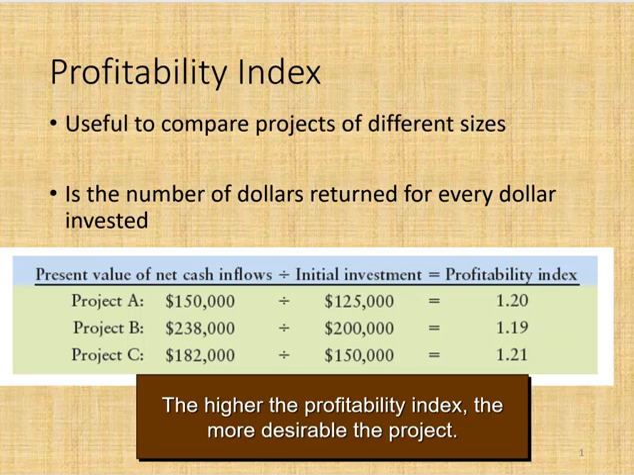Now in this case, we can see that project C is the best of the three alternatives because it returns the highest profitability index. So it returns $1.21 in present value dollars for every dollar invested. That's what that number means. So projects A and B return just slightly less.